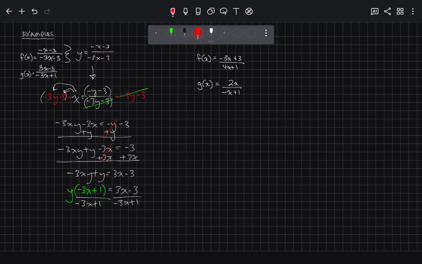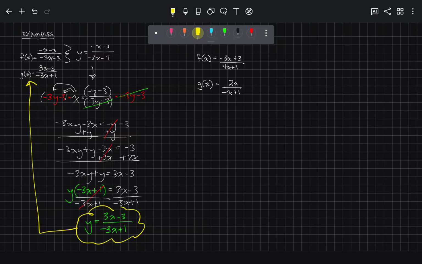So you can see this is where we're going to create 1 that equals 1, and we're left with y equals (3x minus 3) over (negative 3x plus 1). And here's where you're going like, okay, fine, we found the inverse. How am I supposed to know if it's the inverse of what I was looking for? Well, whenever we do this, you can see that this right here is the other function.